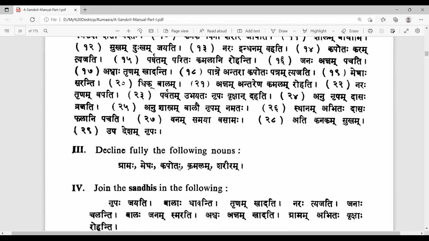Prepositions. Vanam samaya. Vanam samaya vasamaha. Vayam vasamaha. Kutra vasamaha, vanam samaya. Near the forest. So we live near the forest. Okay.